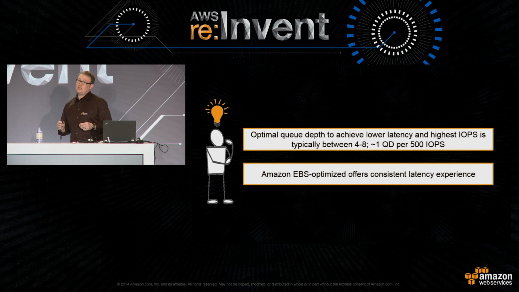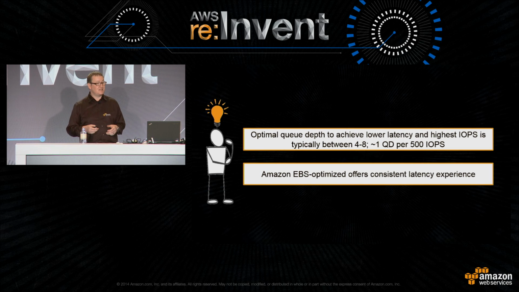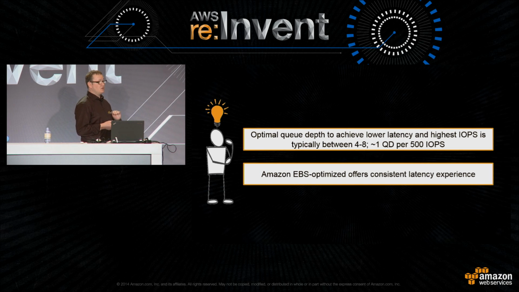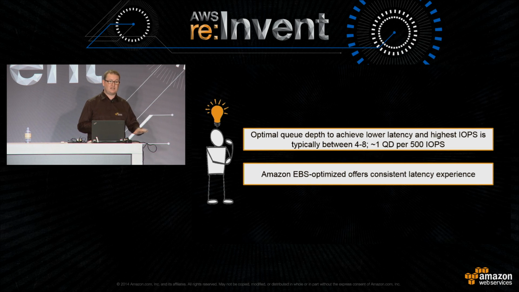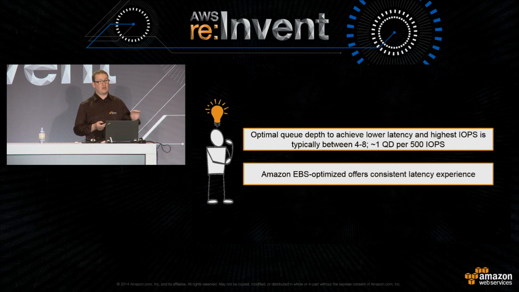And Amazon EBS Optimized, again, offers a consistent latency experience. So if you're not using EBS Optimized and we were doing that testing in the workload, it would eat into our network bandwidth.